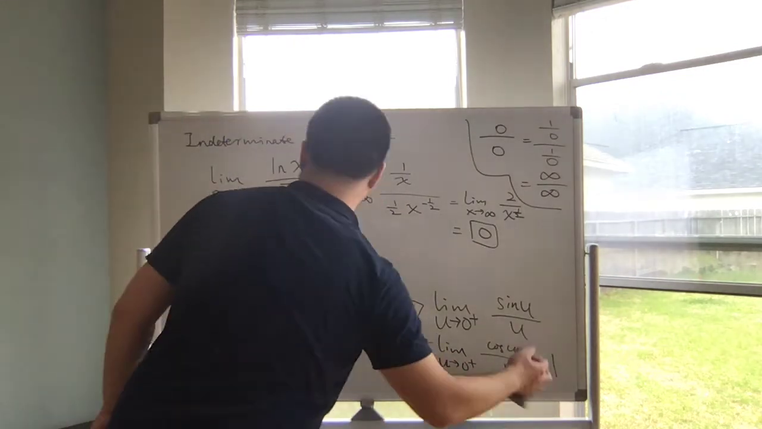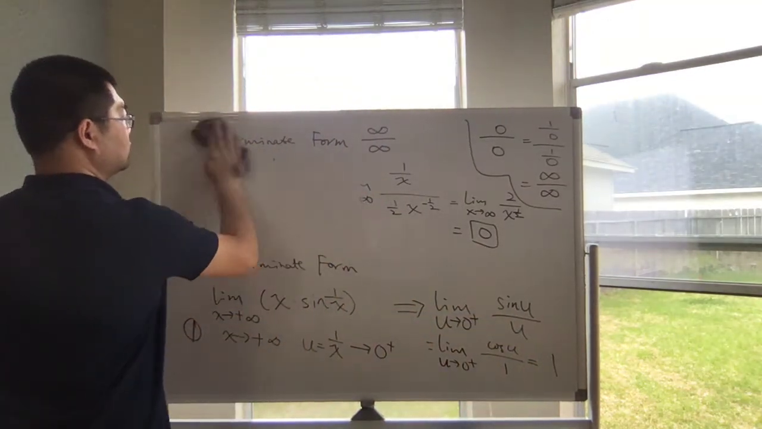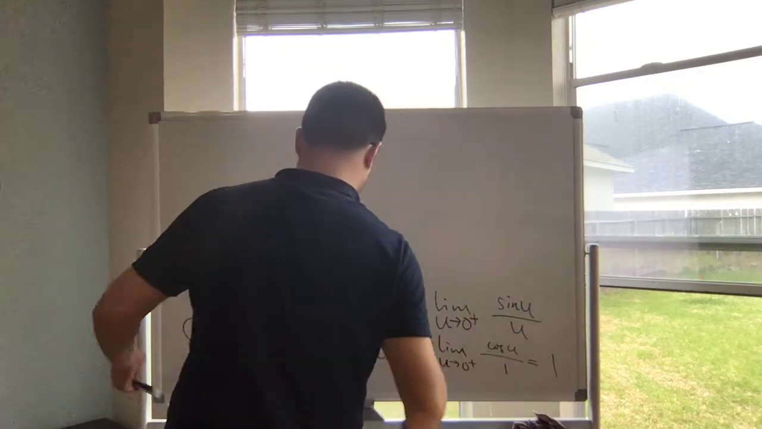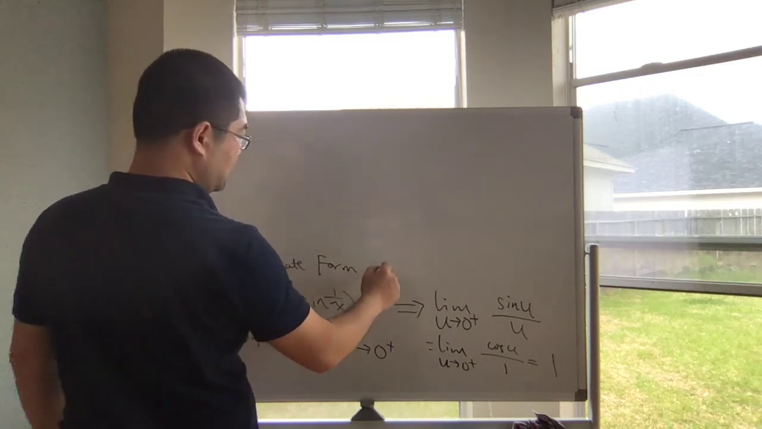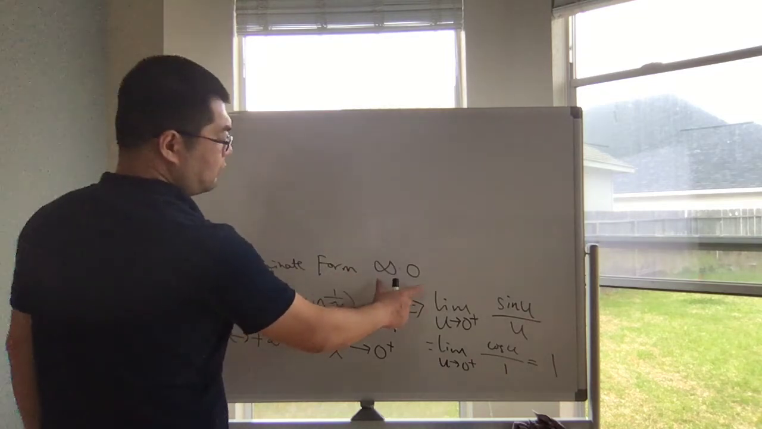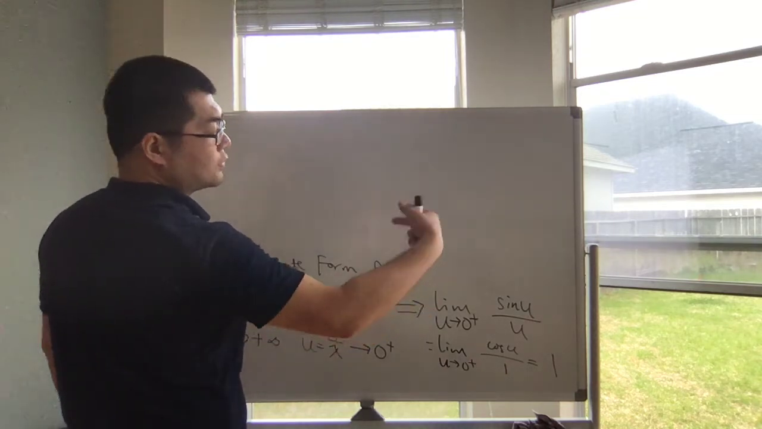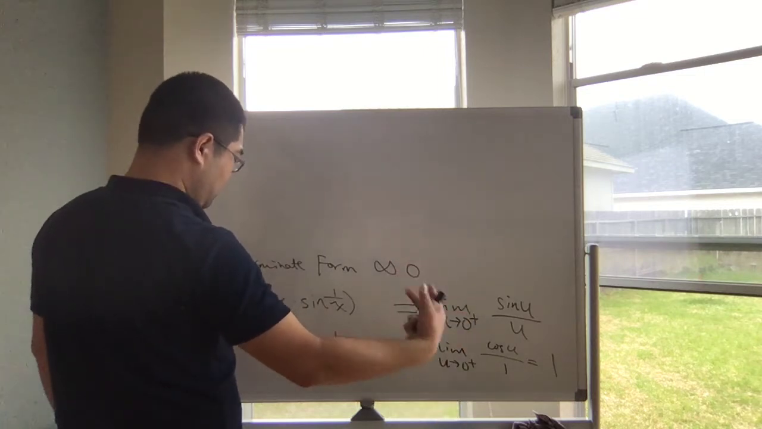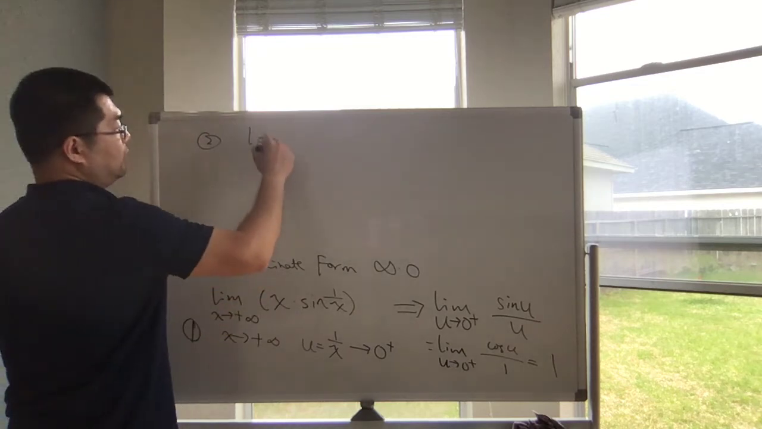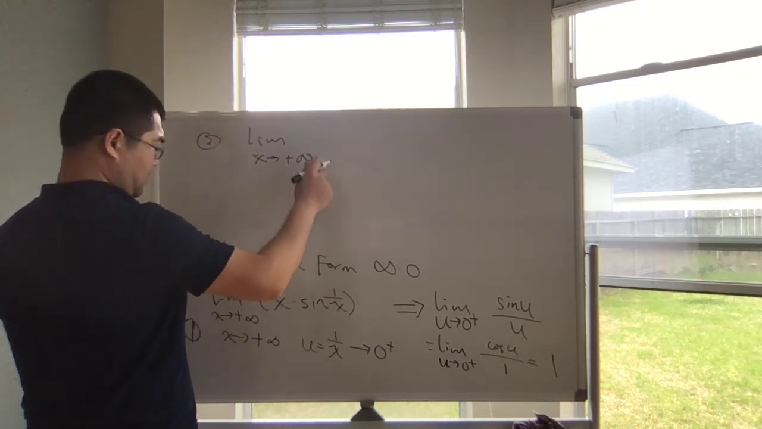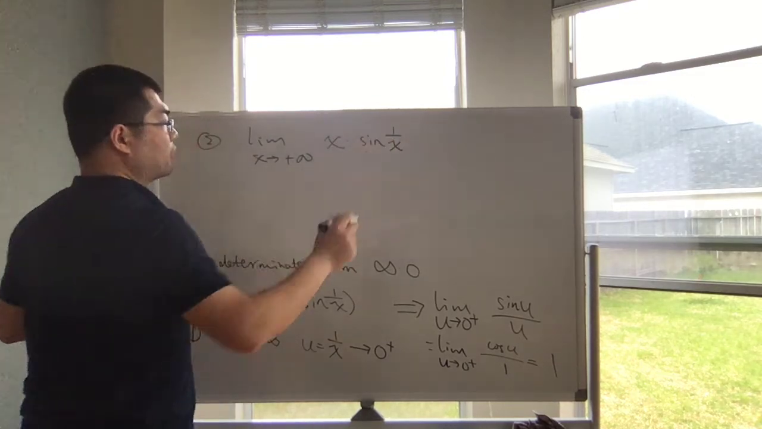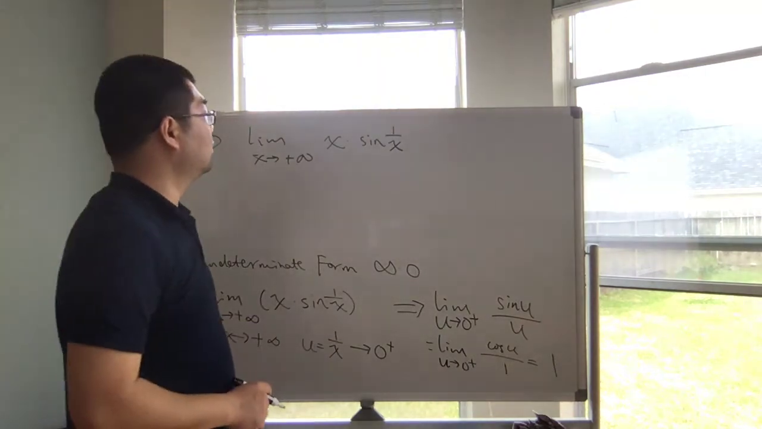The second way, let me erase this part, this is an infinity times 0 type, right? As I mentioned, we can always convert this infinity times 0 into 0 over 0 type or infinity over infinity type. So let's look at it that way. So limit as x goes to positive infinity, we have x times sine of 1 over x. Okay. So let's do it this way.